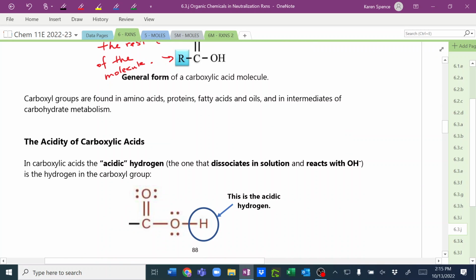So why are they acidic? Okay, so when you have this hydrocarbon, you'd have all these hydrogens over here, right? You're like, oh, so many hydrogens to choose between. Which one's going to fall off? Well, what do you know about the electronegativity of oxygen? Oxygen has a high electronegativity.